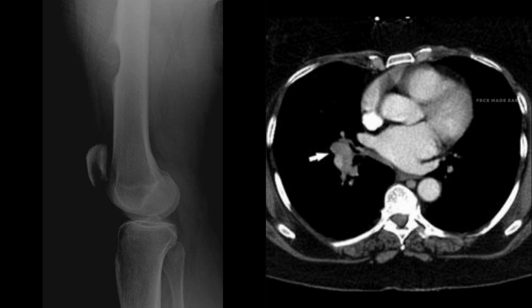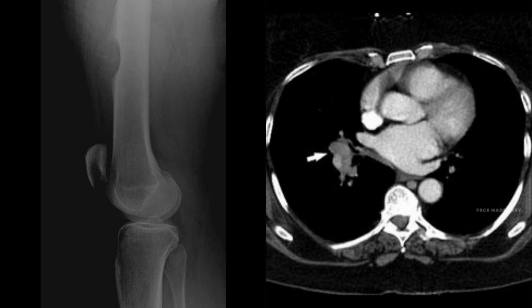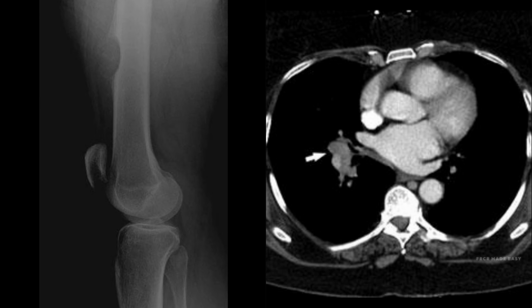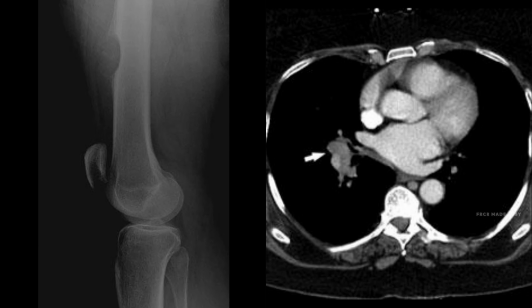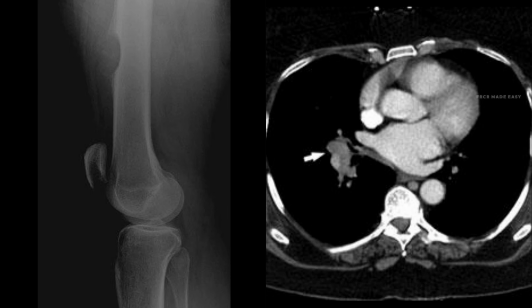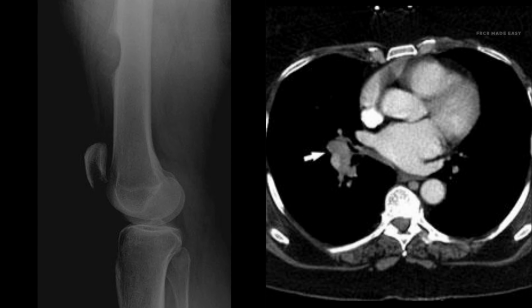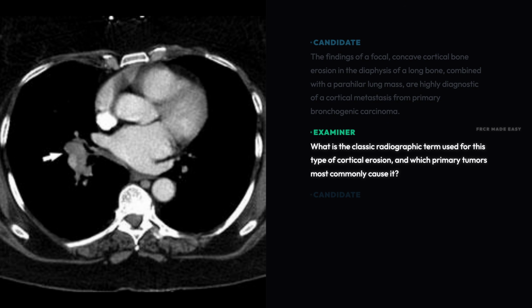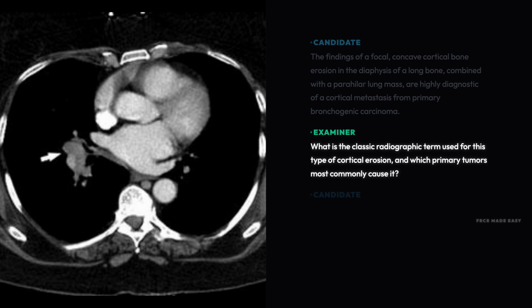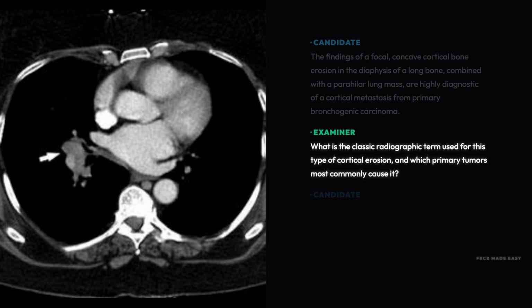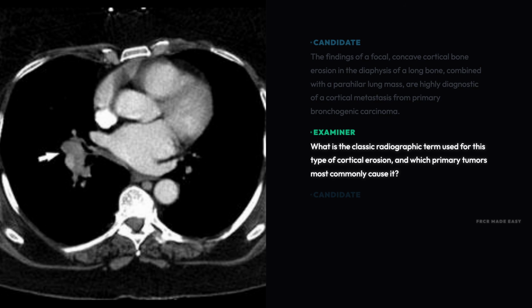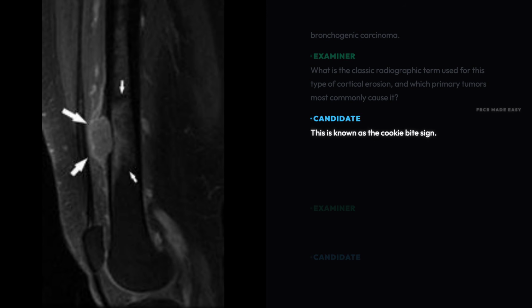The findings of a focal, concave cortical bone erosion in the diaphysis of a long bone, combined with a parahilar lung mass, are highly diagnostic of a cortical metastasis from primary bronchogenic carcinoma. What is the classic radiographic term used for this type of cortical erosion, and which primary tumors most commonly cause it? This is known as the cookie bite sign.